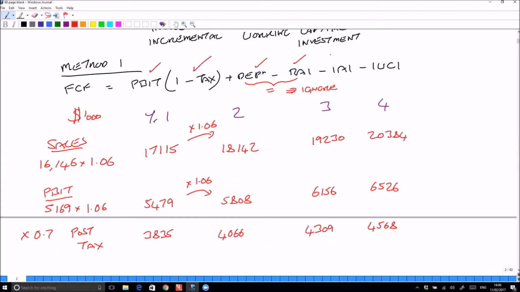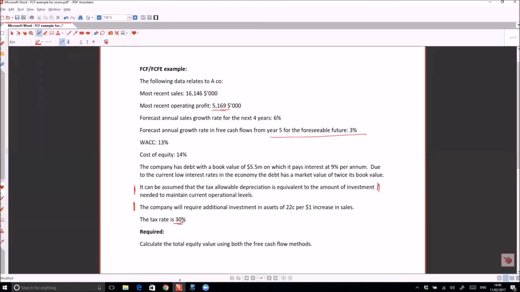What have we finally got to think about? It's the IAI and the IWCI. And as I said, you must be prepared to use these formulae flexibly. Let's go back to the question. What does he say here? Where is it? Yes, it's this little sentence here, isn't it? And the company will require additional investment in assets at 22 cents per $1 increase in sales. And so here, that's our additional investment in assets.